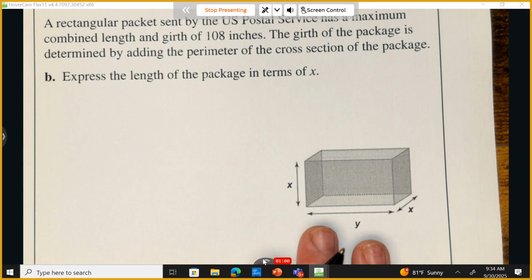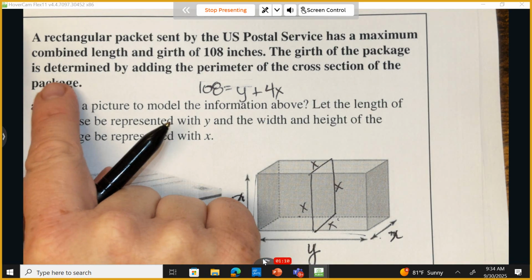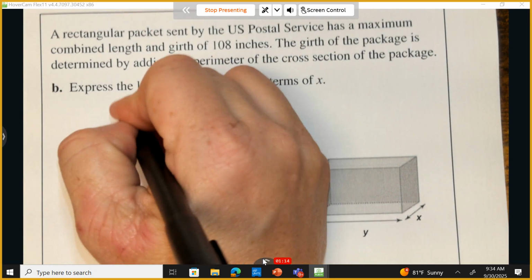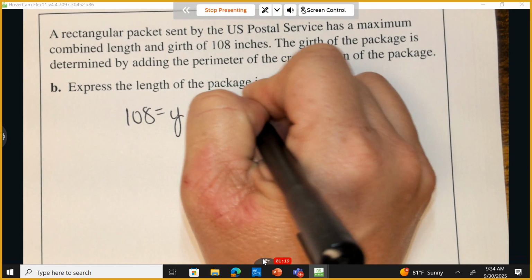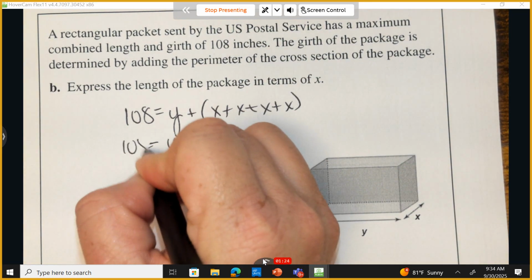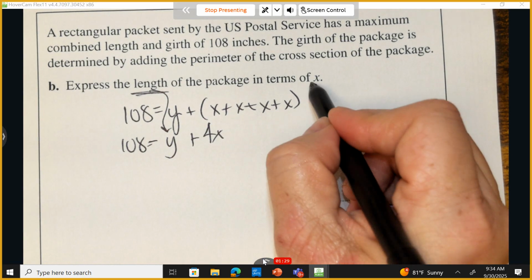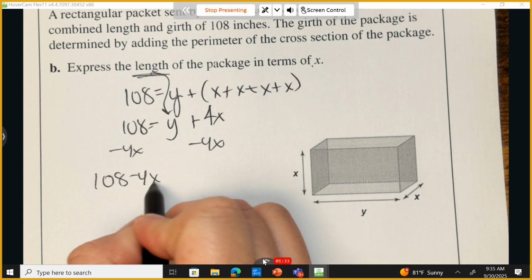Express the length of the package in terms of X. So I went through and created this formula based on the given information. The maximum combined length plus girth, this is length plus the girth, is 108. Here's my length, and then here's the girth. I add up all the way around the cross sections, and that's how I came up with 4x. We want to express the length, which is y. That means solve for y in terms of x. So subtract 4x, subtract 4x. 108 subtract 4x equals y.